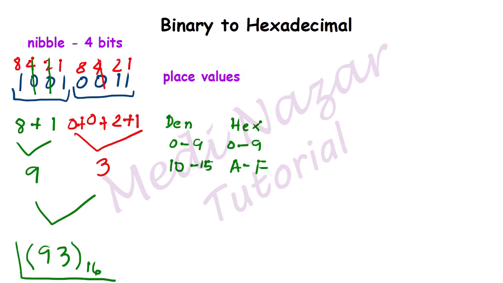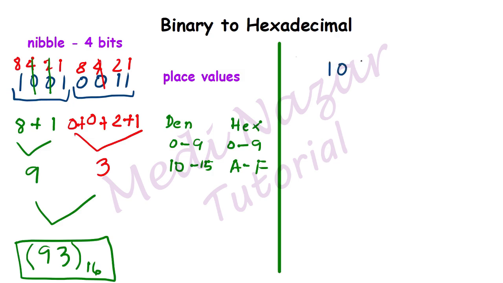All right. Let's have another example. Let's say we have 101100. In this example, you will notice that we only have 6 bits. Okay, again, the first step, we have to group the binary number into nibbles or groups of 4 bits from the right. So from here to here, we have 4 bits. And from here to here, we only have 2 bits.